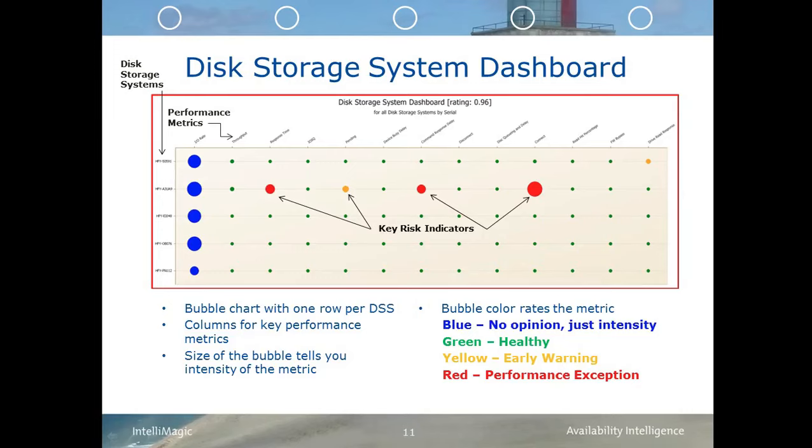Blue dots are used for metrics that are not rated and have no threshold. In this case, the size of the dot is proportional to the intensity of the metric. IntelliMagic Vision includes dashboards for many other interest areas, including channels, LPARs, replication, coupling facilities, and storage groups.